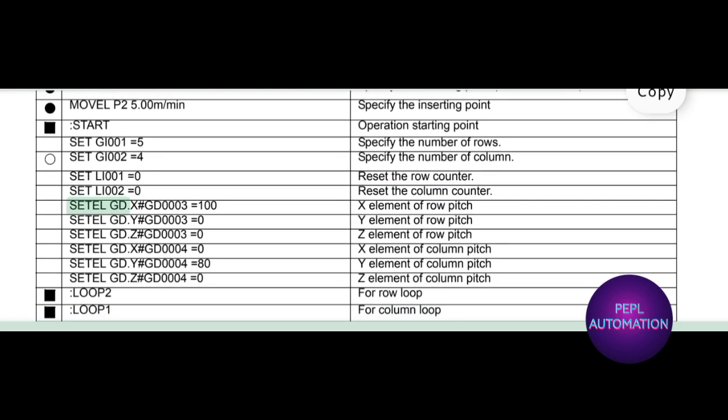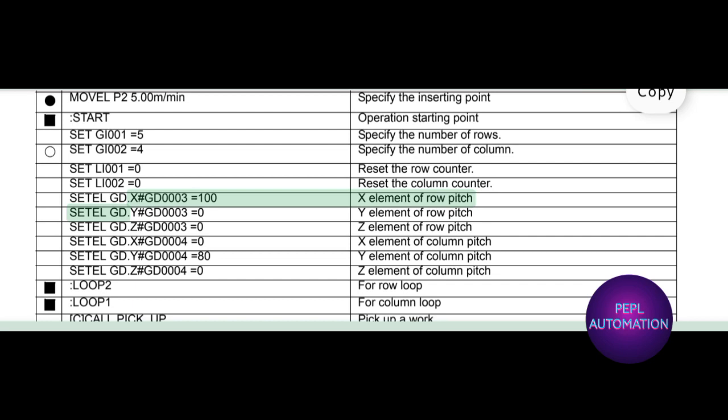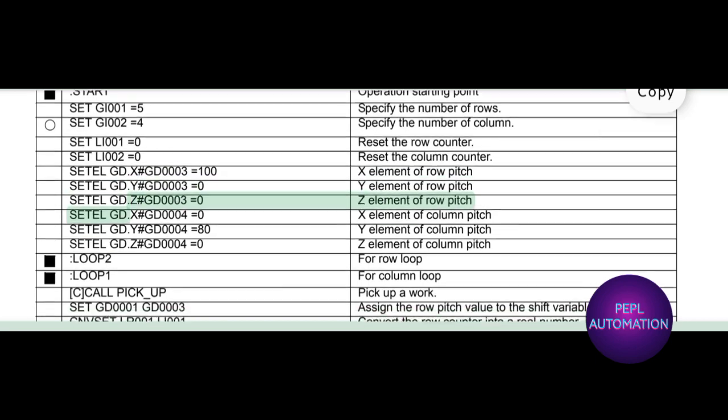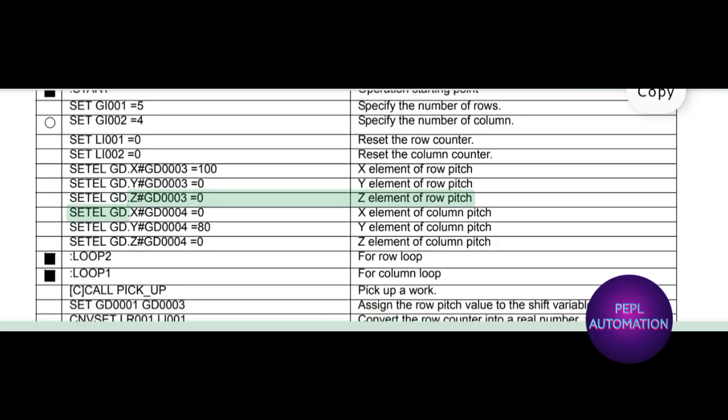STTEL GRAND X. #GD0003 equals 100. X element of row pitch. STTEL GRAND Y. #GD0003 equals 0. Y element of row pitch. STTEL GRAND Z. #GD0003 equals 0. Z element of row pitch.